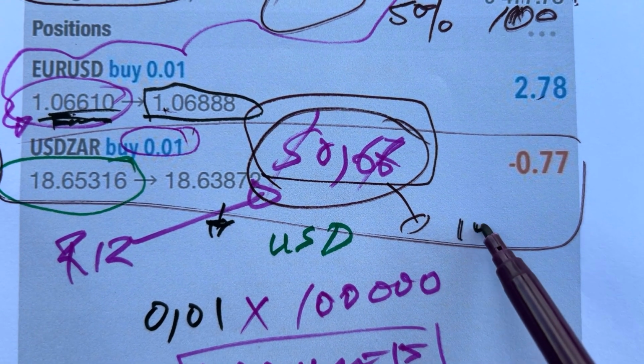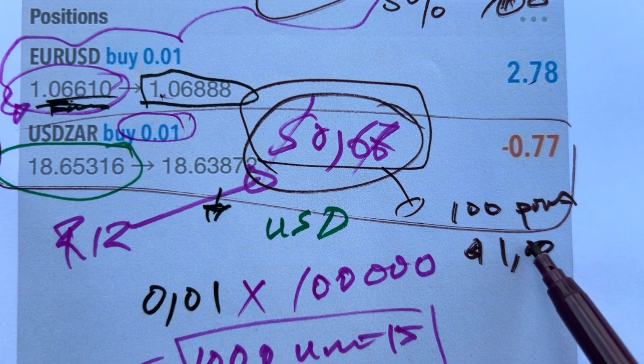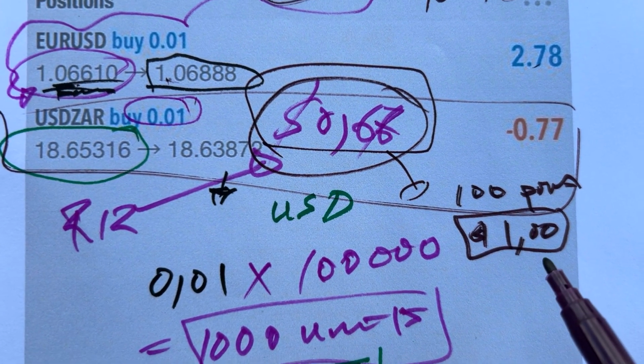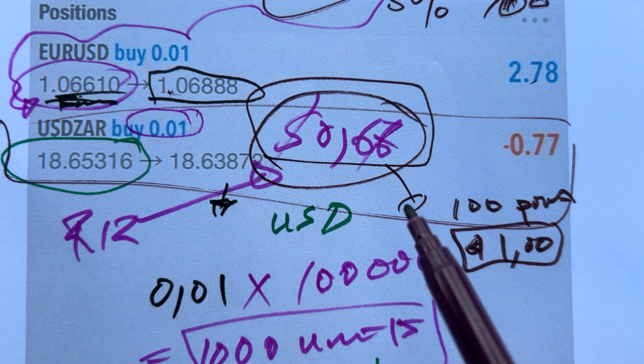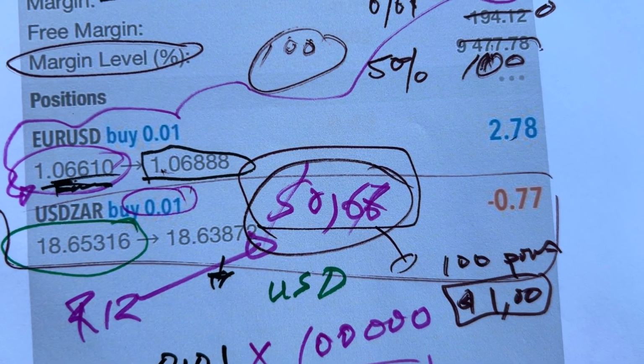Let's say right now you use 100 points. And 100 points is equivalent to $1. So you see now you can no longer have 0.66 to trade this lot, 0.01 lot size. So you need to actually add more money.